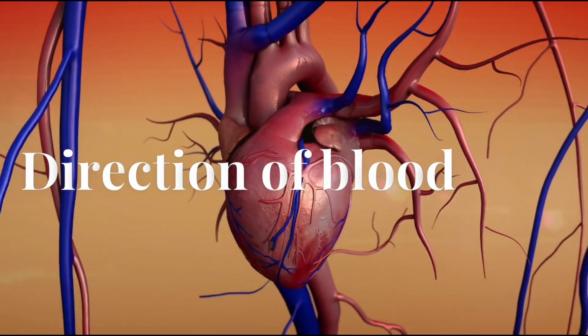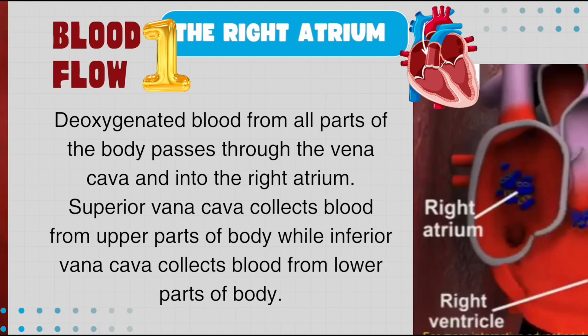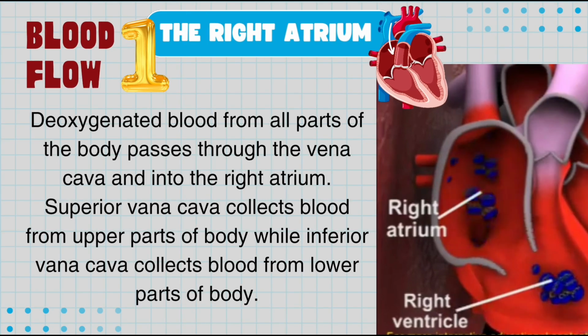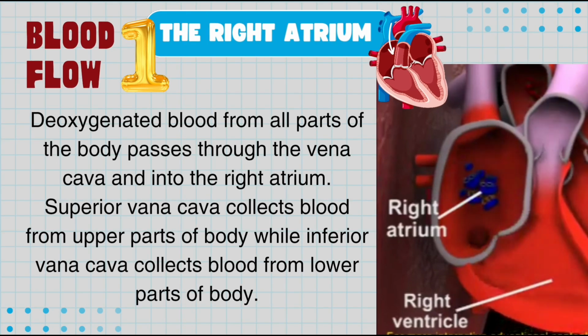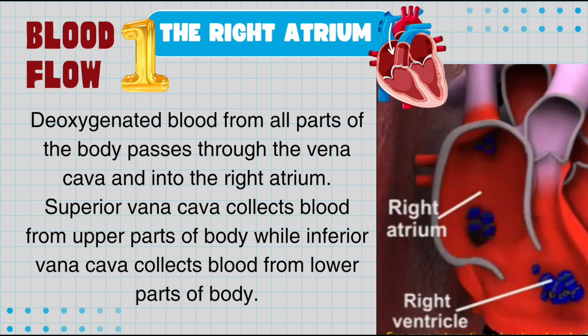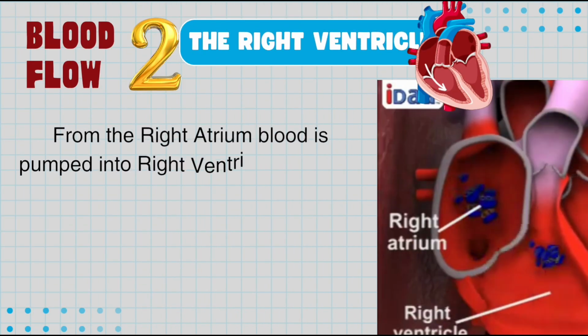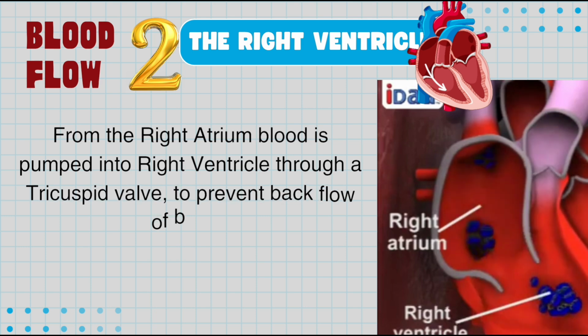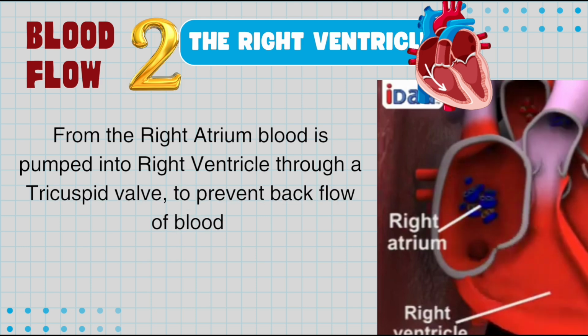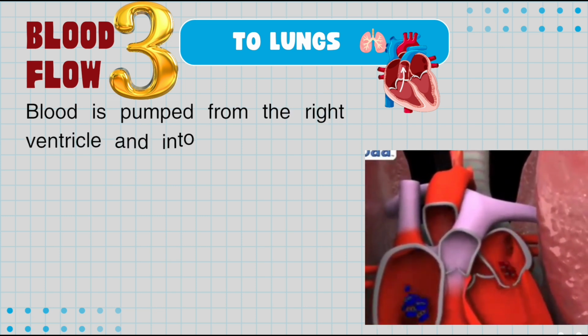The direction of blood flow, or the circulation of blood in the body. First of all, deoxygenated blood from all parts of the body passes through the vena cava and into the right atrium. Superior vena cava collects blood from upper parts of the body, while inferior vena cava collects blood from lower parts of the body. Then from the right atrium, blood is pumped into right ventricle through a tricuspid valve to prevent backflow of blood. From the right ventricle, blood is pumped into the pulmonary artery through the pulmonary valve.